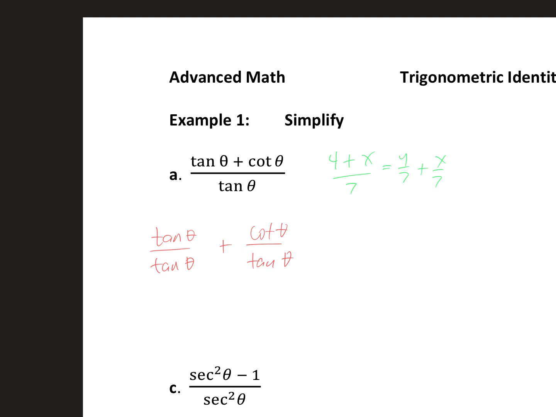Anybody? Could we turn tangent into 1? Sure. Okay, so 1 plus cotangent theta over tangent theta. You want to say 1 plus 1 over tan over 1? Okay, I like the way you're thinking, but can we do that? Can we keep change flip and do that with that plus sign there?